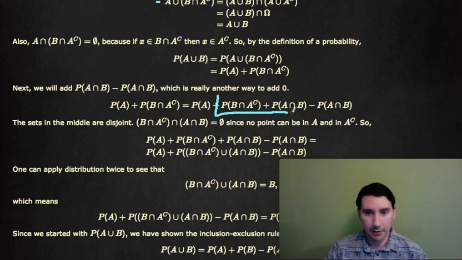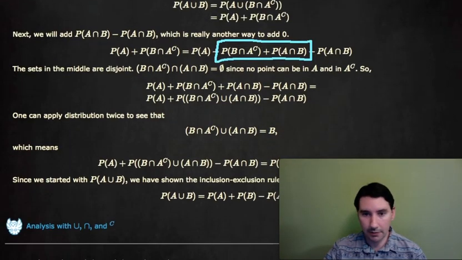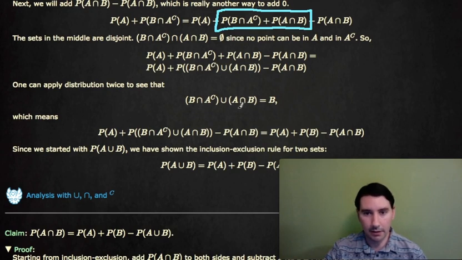But if we look at these middle two sets, their intersection is empty, because the first set is everything in B that's in A complement, and the second one is everything that's in B that's also in A. And so therefore we can put them together, and this becomes the probability of B intersect A complement union B intersect A. And since those are all the elements that are in B and not in A, with the elements that are in B and in A, that's just B itself, because everything in B is either in A or it's not in A. Which gives us that this probability is equal to P of A plus P of B minus P of A intersect B.